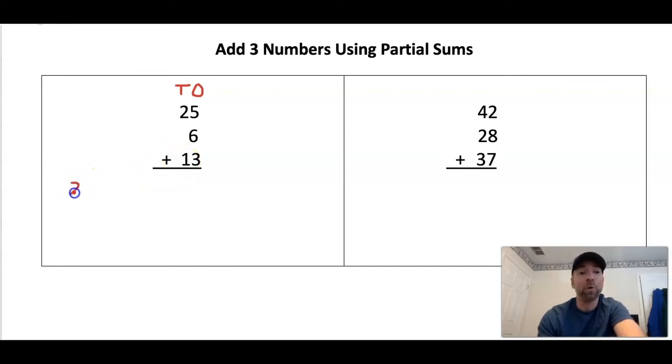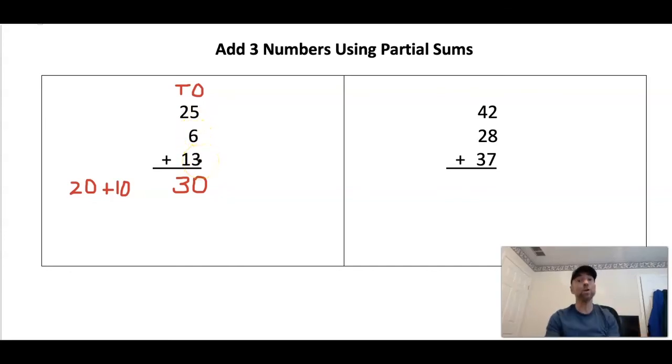So I have 20 plus 10. What's 20 plus 10? 20 plus 10 is 30. Awesome job. And then I have to add my ones. So I have 5 plus 6 plus 3. Now I can look to see if I have a friend of 10, because that would make things easier. 5, 6, 3. I do not have a friend of 10.